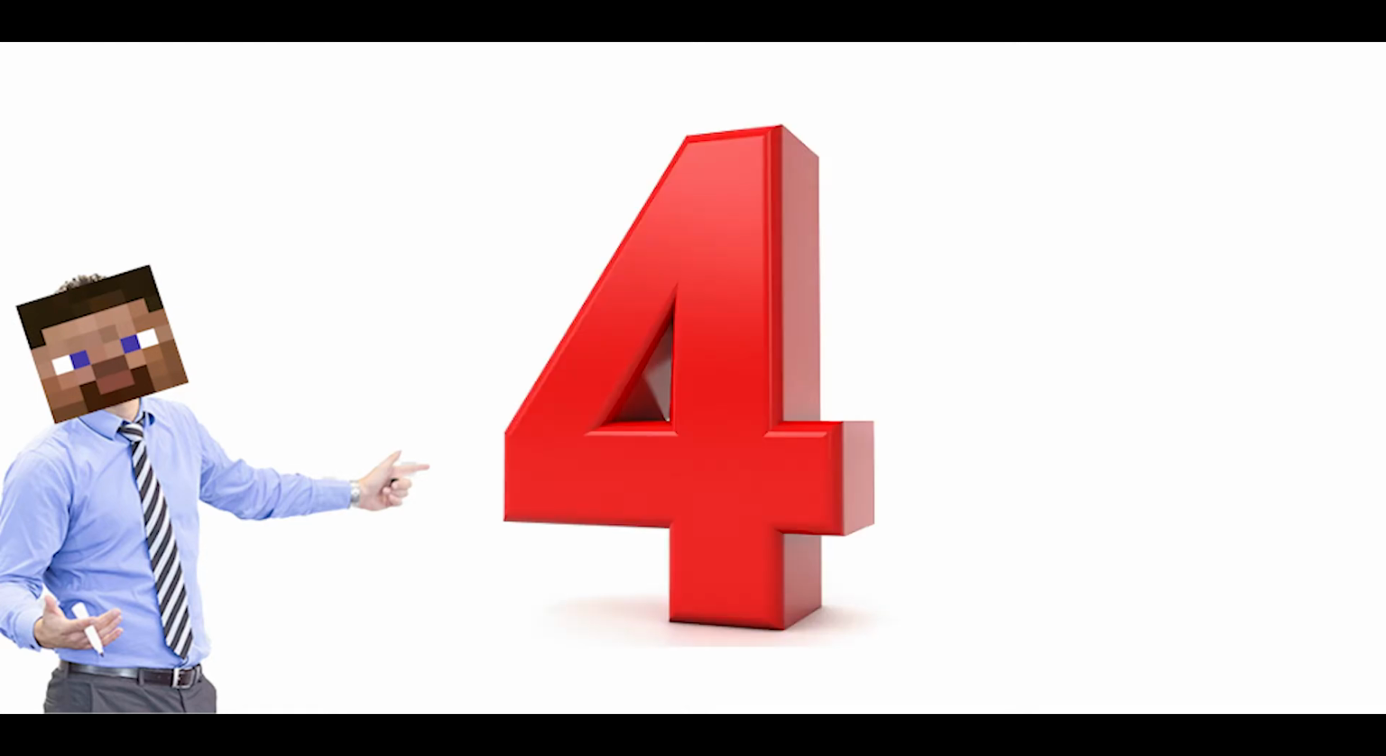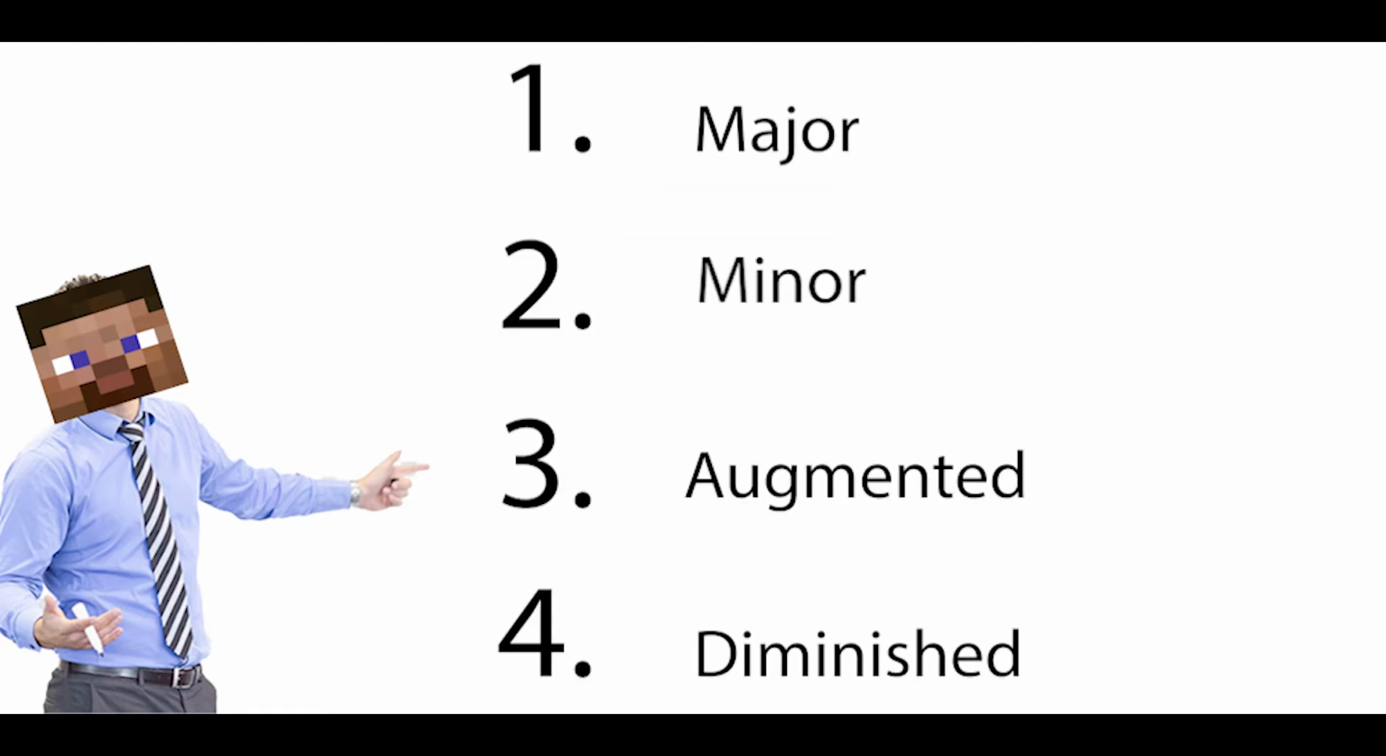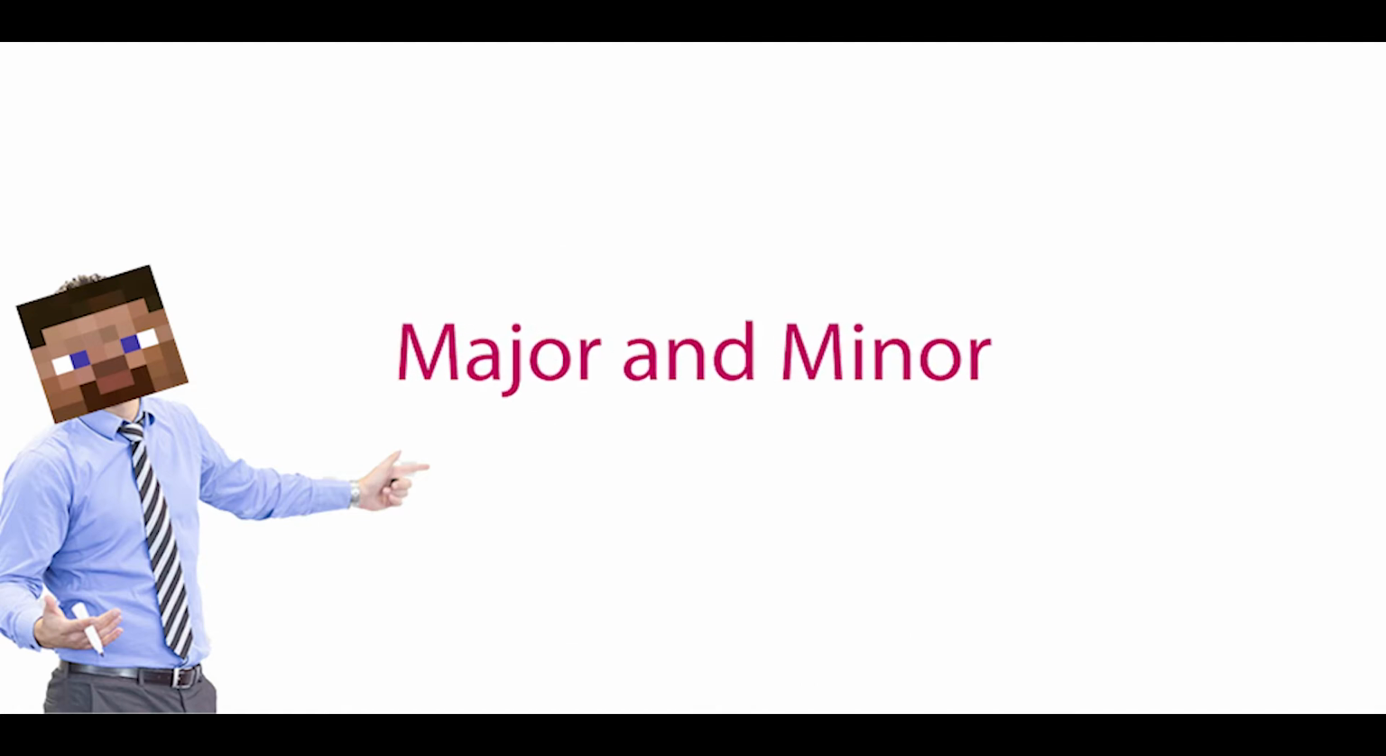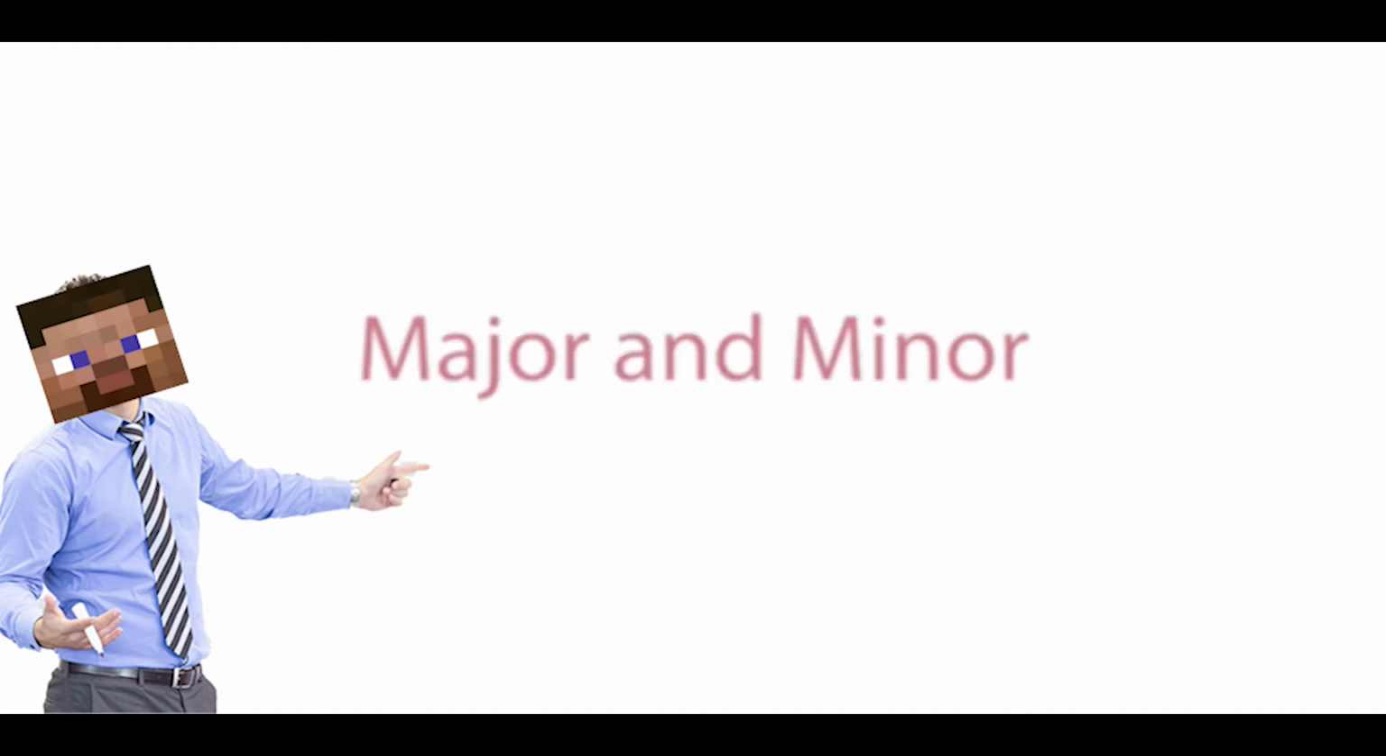There are 4 kinds of triads: major, minor, augmented, and diminished. Major and minor are the most common out of these 4 and will be the ones you use most in any type of music, so we'll start with those.